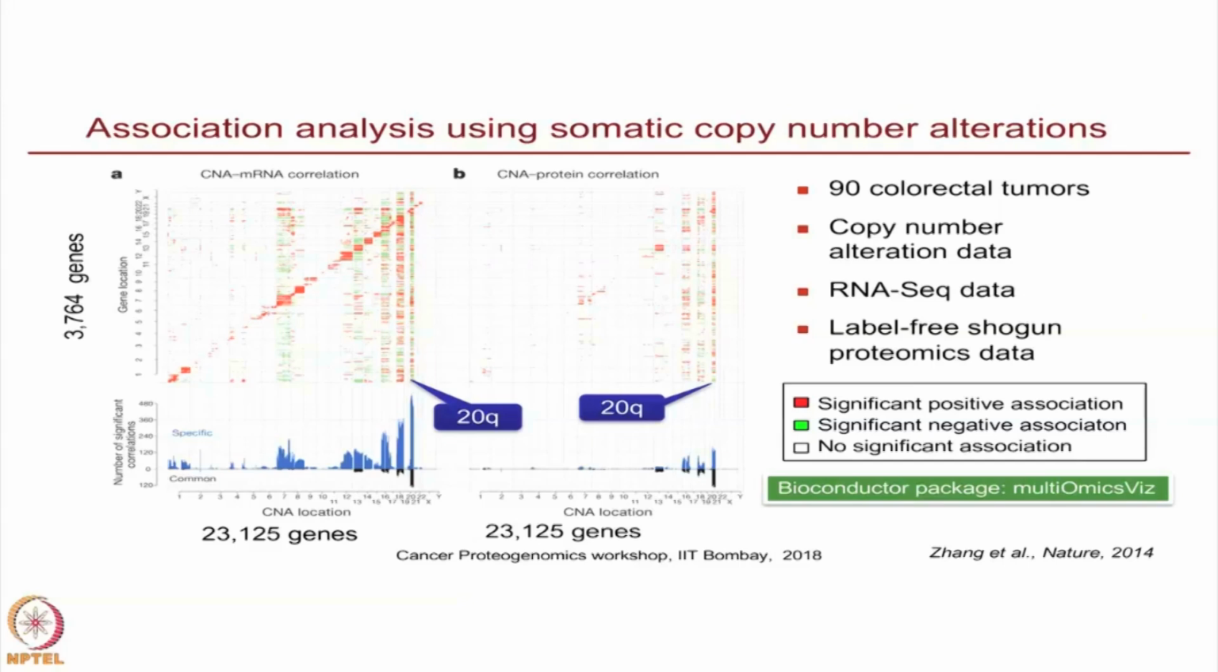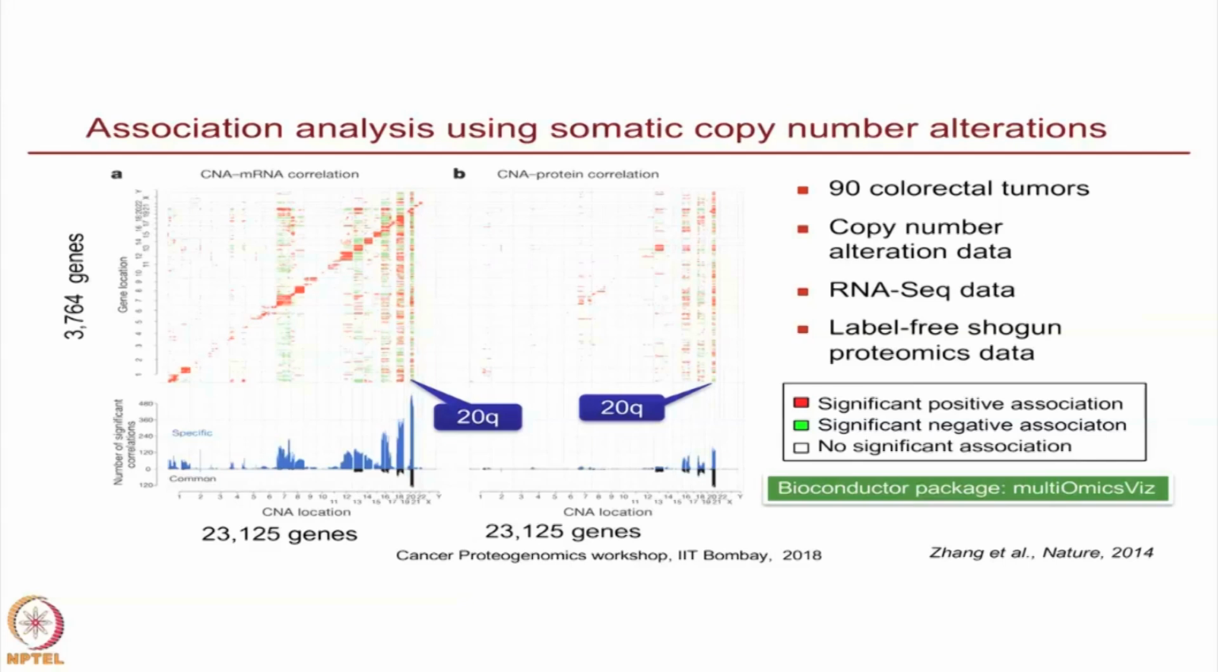In this case, the genotype is also continuous, right? Because it's a copy number measurement. And then we can calculate a Pearson correlation between the genotype and the mRNA expression. If there is a significant positive correlation, we put a red dot here. That means the copy number change of this gene will affect the mRNA abundance of that gene. If there is a significant negative association, we put a green dot here. And if there is no significance, we leave it blank. And this is the plot we get from this analysis.